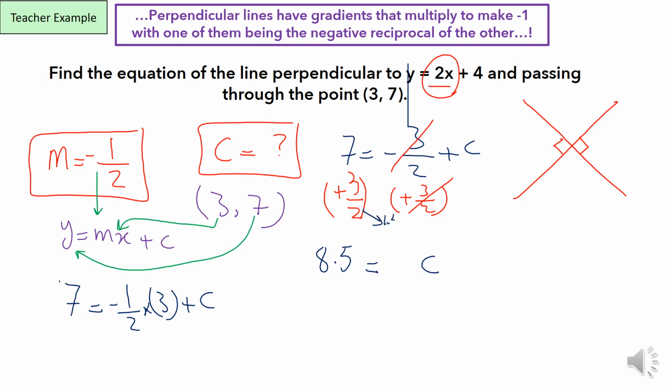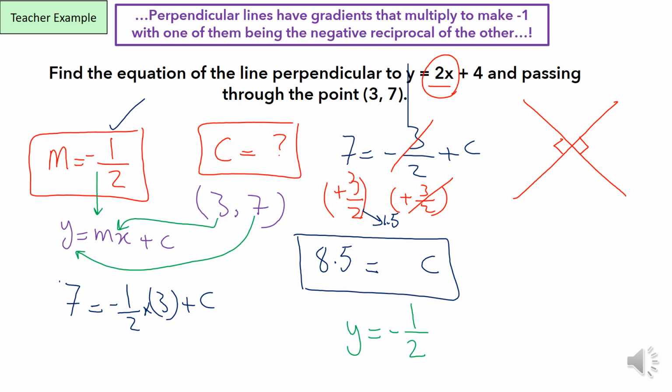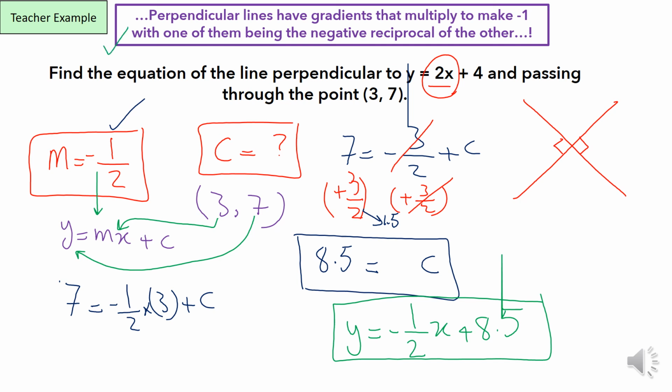Remember, 3 over 2 is the same as 1.5. Or you could have just written it as a fraction. So sometimes the numbers are not nice. Okay, now we have our c, and we have our m. That's our c, that's our m. So all we need to do is write the equation of the line, which I'm going to write here in green. So it's going to be y equals minus the reciprocal of x, and my c is plus 8.5. That's the answer. Okay. That is very important to remember. Make sure you remember that.